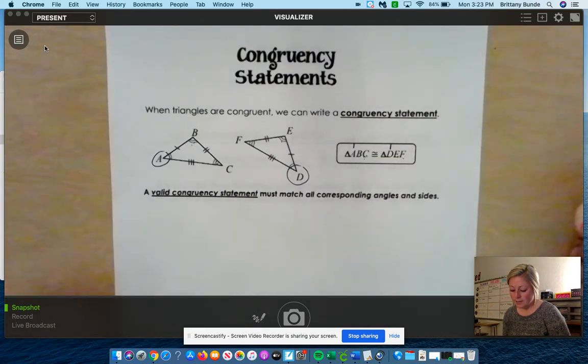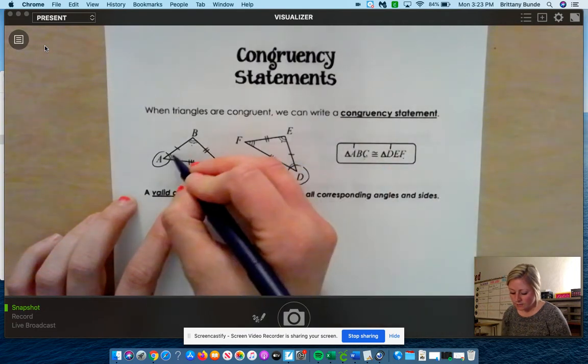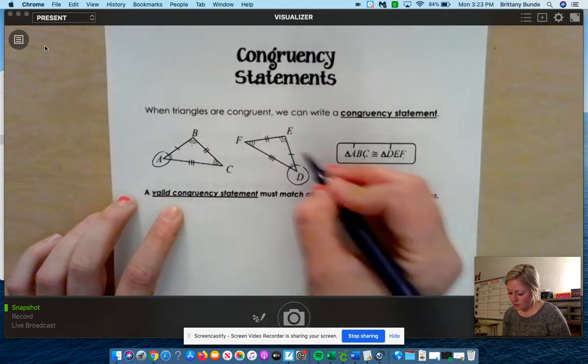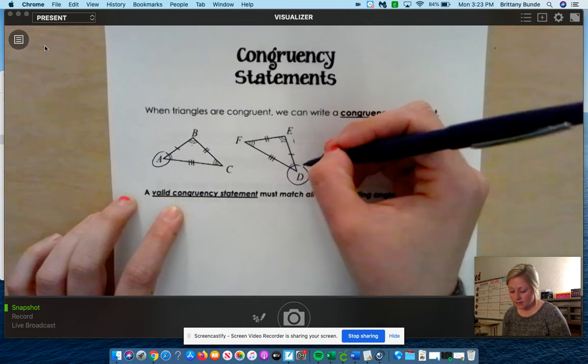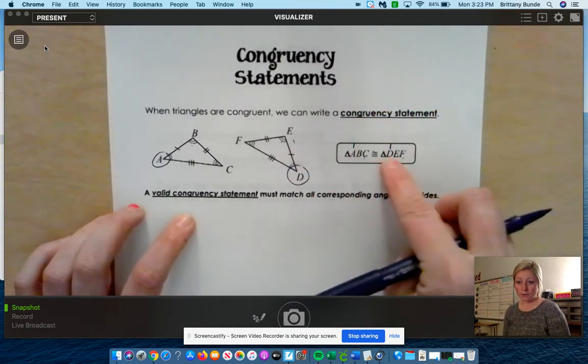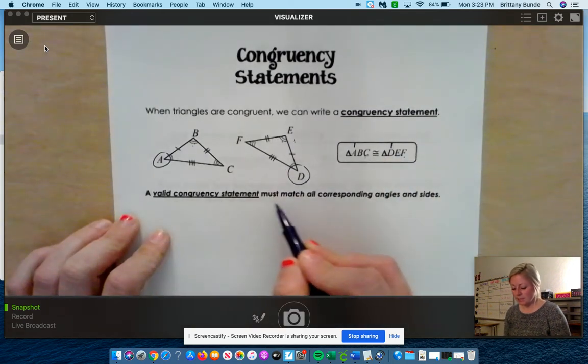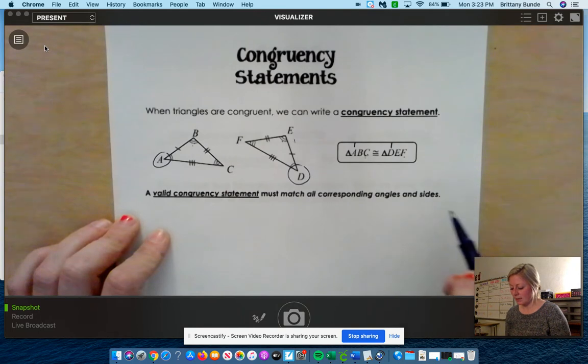And then you can do the same thing with the sides. Like side AB has one tick mark, so DE should also have one tick mark, and it does. So again, this is like your little key. It's like your little map. It tells you what goes with what between the sides and angles. A valid congruency statement must match all corresponding angles and sides.